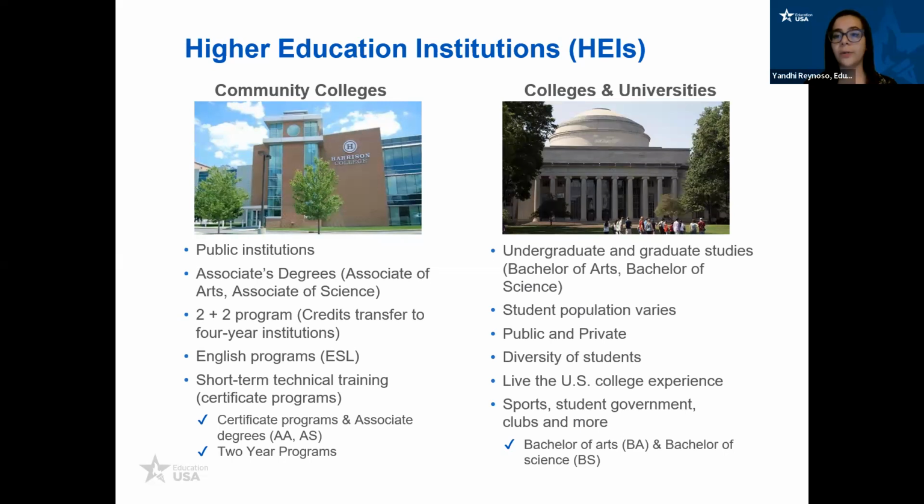In comparison, colleges and universities are usually institutions where you can study an undergraduate degree in 4 years, but you can also study a graduate program. That means in a college or university, you can also find master's degrees or doctorate degrees. A few other differences that we find at universities are that the population is bigger and there is more diversity of students. We do have colleges and universities that can be public or private.